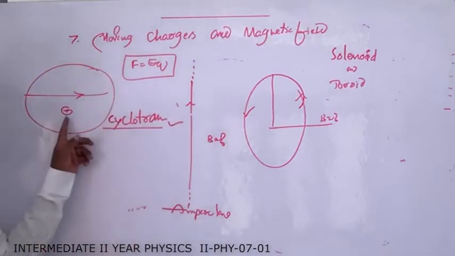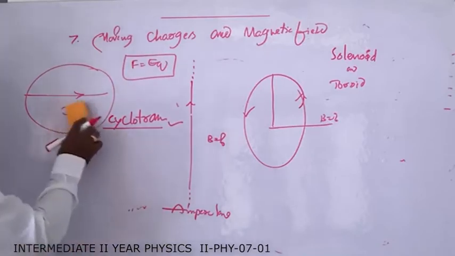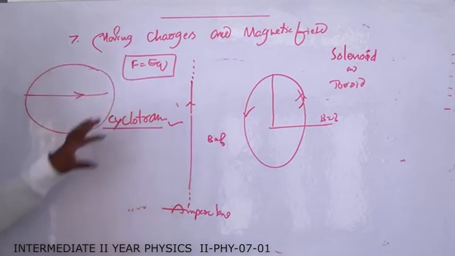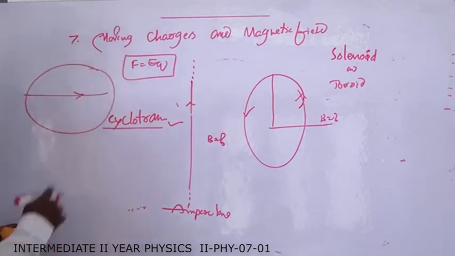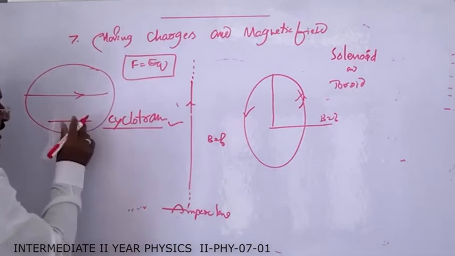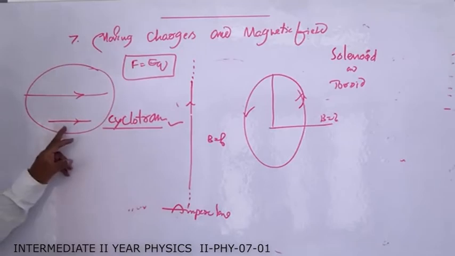Next, instead of an electric charge, if we keep a current carrying conductor in this magnetic field, here the magnetic field is created due to electric current. In this field, when we keep another current carrying conductor, it also experiences a force. So, the force on a current carrying conductor.